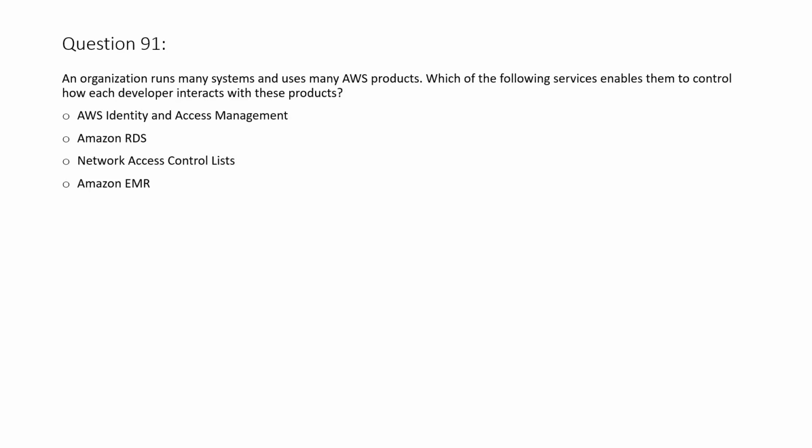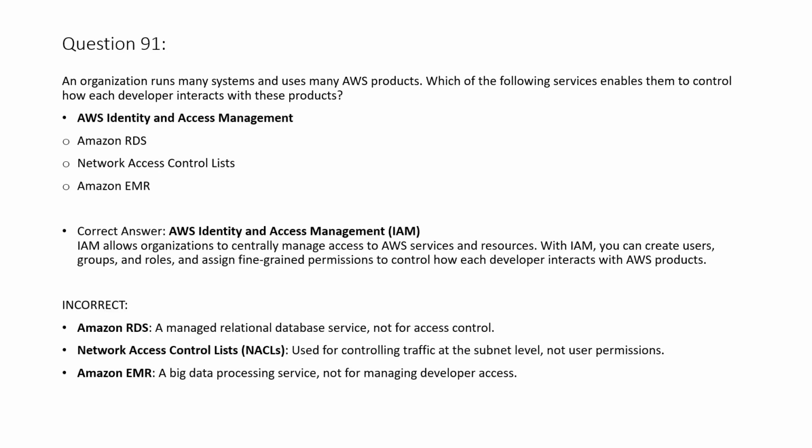Question number 91. An organization runs many systems and uses many AWS products. Which of the following services enables them to control how each developer interacts with these products? Options are AWS Identity and Access Management, Amazon RDS, Network Access Control List, Amazon EMR. We need to choose one option. So the correct answer is AWS Identity and Access Management. Through IAM, we can track the flow of the system.